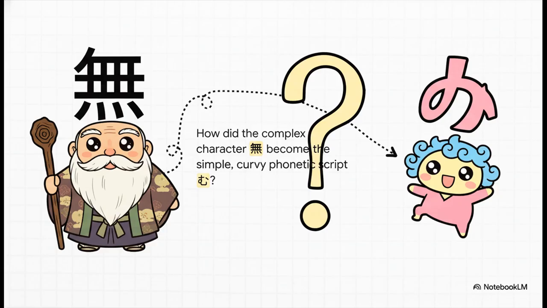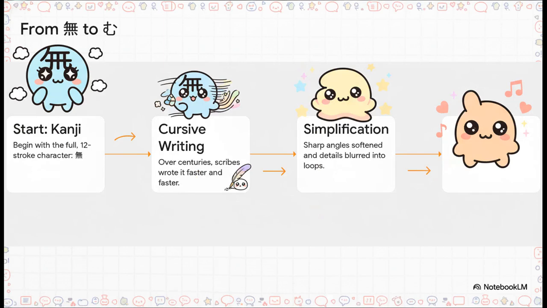I mean, they look like they come from totally different worlds, right? But what if I told you they are one and the same? How on earth did that intricate symbol turn into this simple little curve? The secret, it turns out, is speed. You start with the full 12-stroke kanji, mu. Now, imagine scribes over hundreds of years writing this thing faster and faster and faster in a cursive style. The sharp angles start to soften up and loop around. The little details get blurry, and eventually, that complex symbol for nothing gets worn down and smoothed out into this simple, elegant shape, mu. The hiragana for the sound mu.